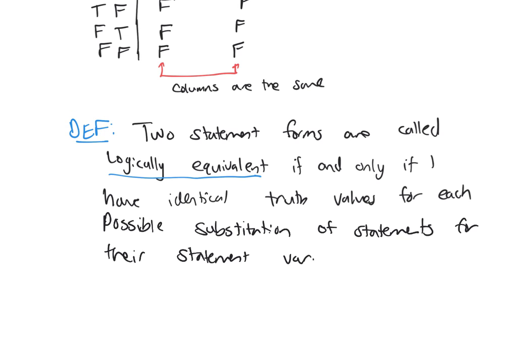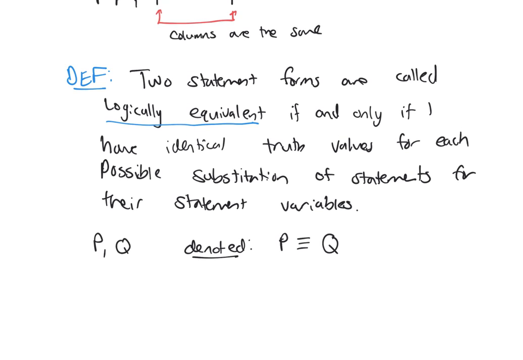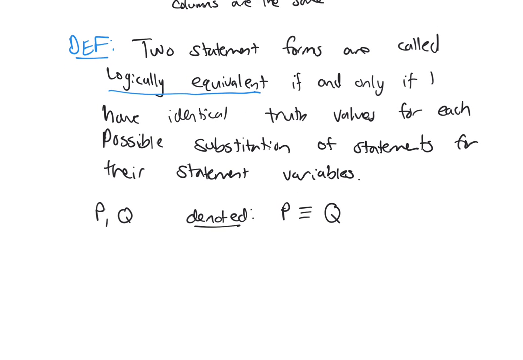So what this means is that they have to have the same columns in the truth table. If we have 2 statement forms, let's say P and Q, the way we denote logical equivalence is P is logically equivalent to Q. So we use these 3 horizontal lines to denote logical equivalence.